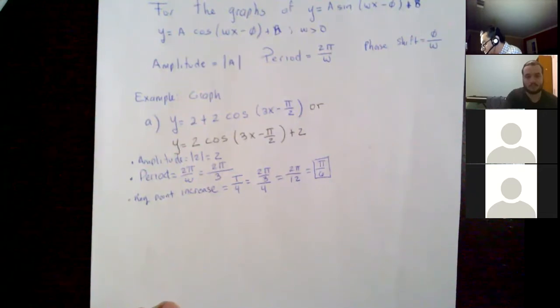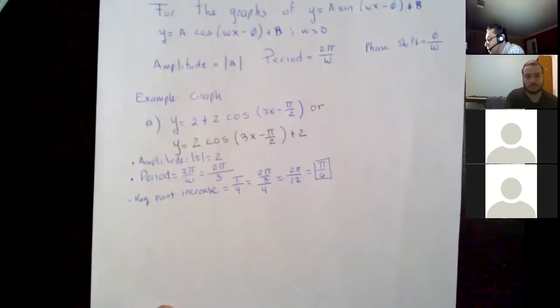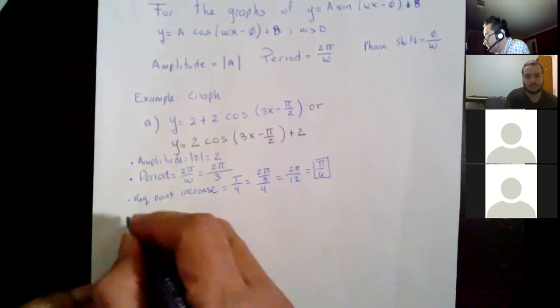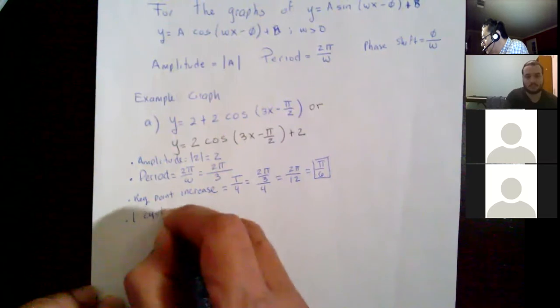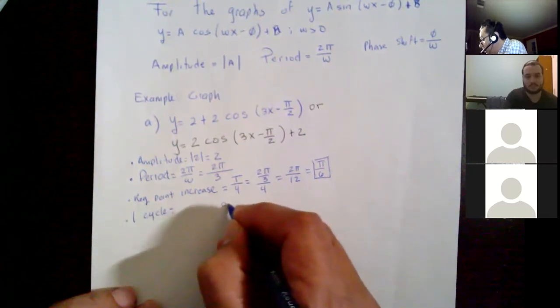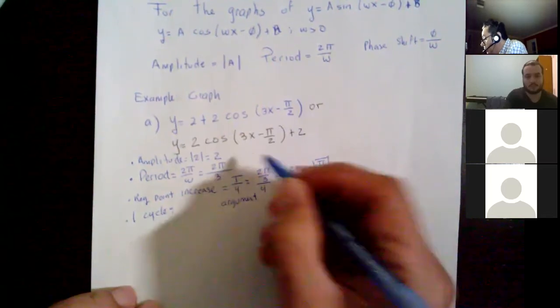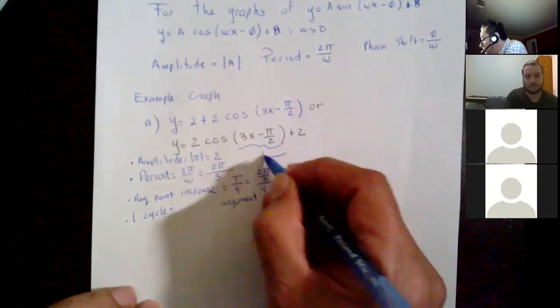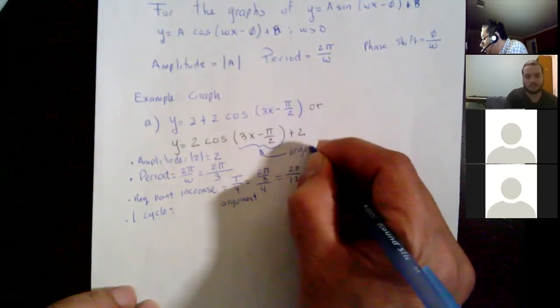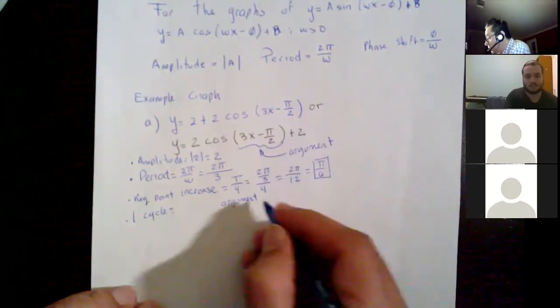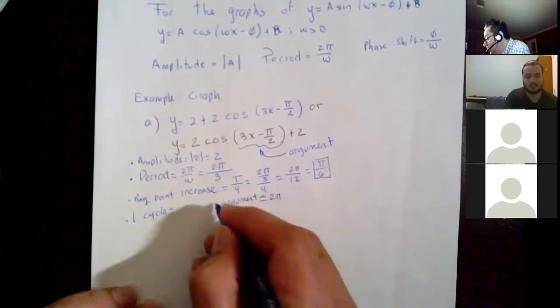All right, so we have the period, we have the amplitude, and we have the key point increase, which is pi over 6. Now, let's find one cycle. Let's find out where that cycle is going to start and when that cycle is going to end. One cycle. Again, get the argument. By the way, this is the argument. Get the argument, make it less than or equal to 2 pi, greater or equal to 0.